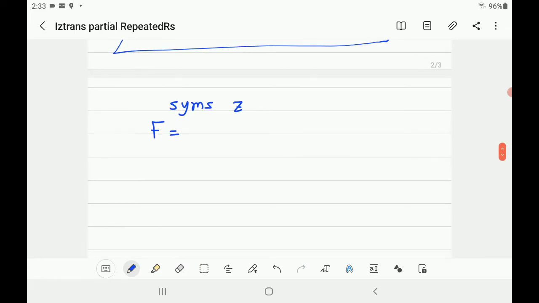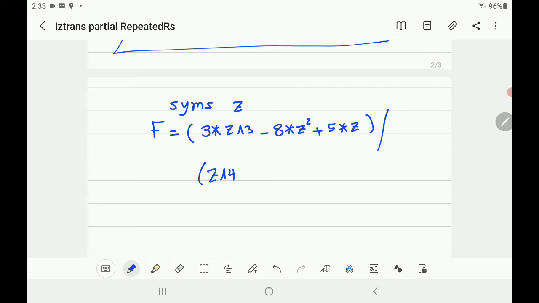All right, let me show you and check. Please try to write the program. The top part you have in brackets here. It was 3 times z cubed minus 8 times z squared plus 5 times z, divided by, and you should continue in MATLAB on the same line, z to the power 4 minus 5 times z to the power 3 plus 9 times z squared minus 7 times z plus 2.